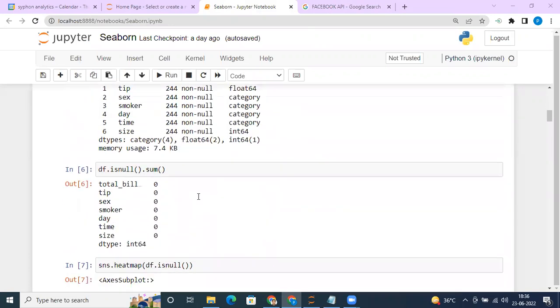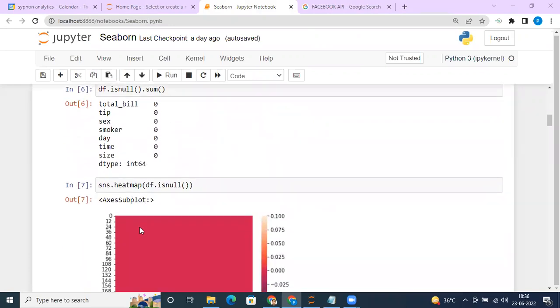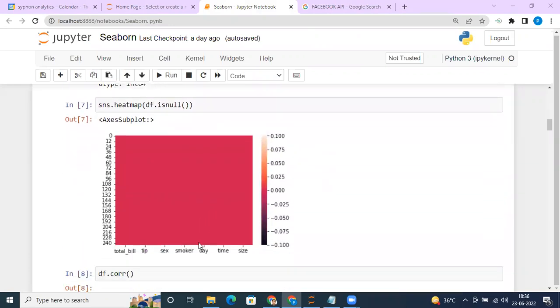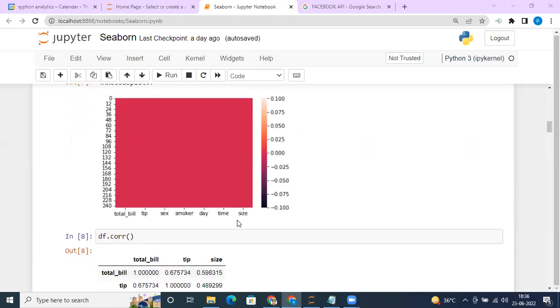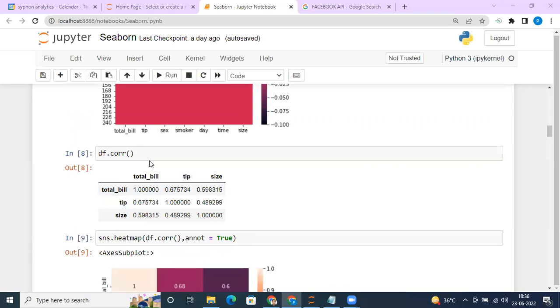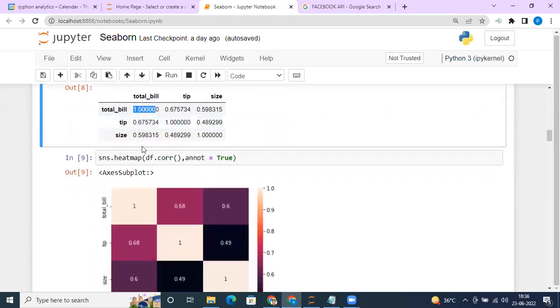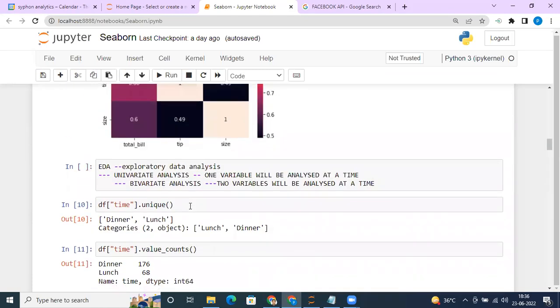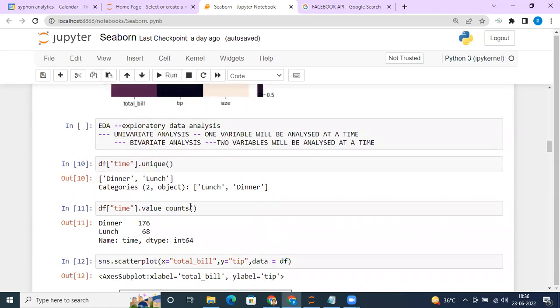What is the shape? What is the information available? Are there any null values? Then we used a heat map, right? It converted our numeric values into a color representation. Then we saw the correlation between the columns, how we can use the correlation, and how this value is computed. We saw the formula of the Pearson correlation coefficient and how we converted these values again into a color representation using a heat map.